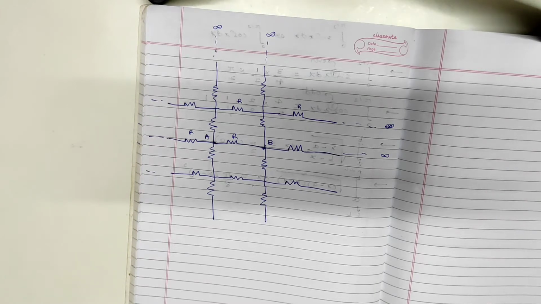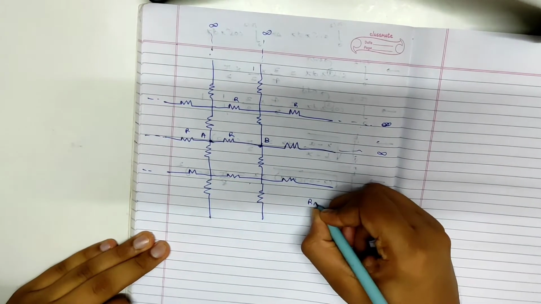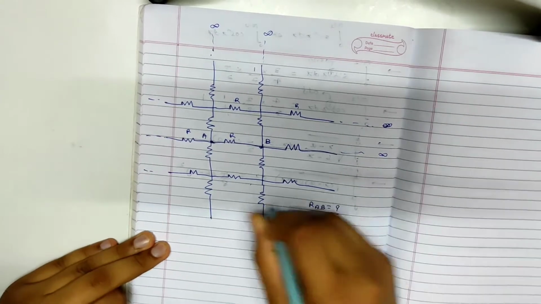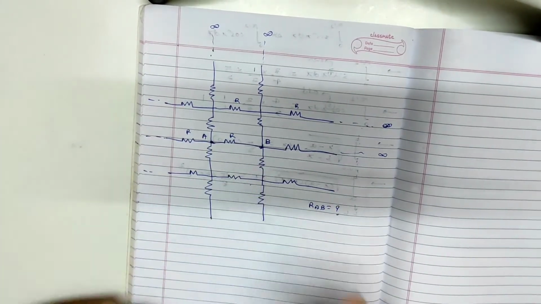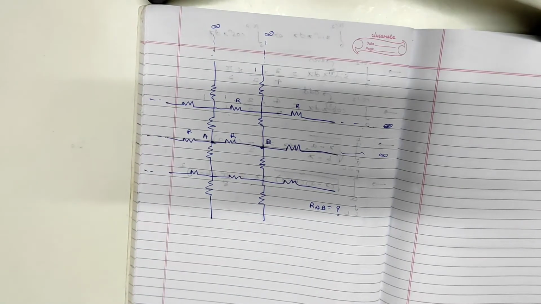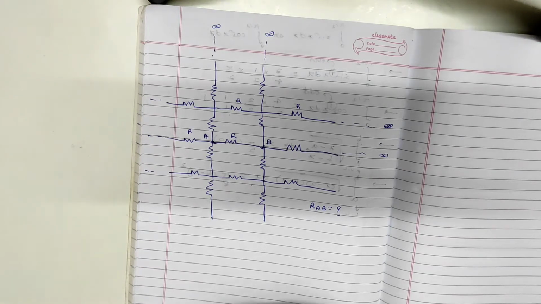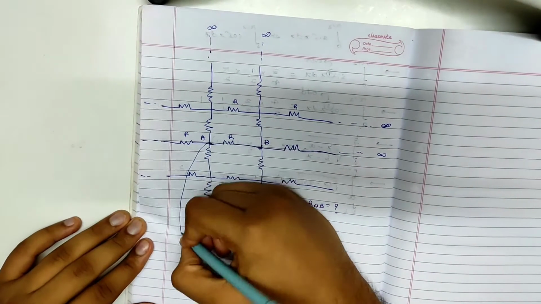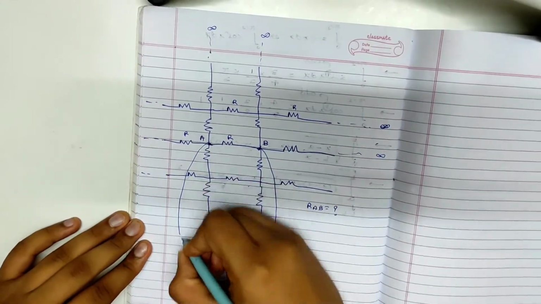Generally they ask us to find R_AB, that is the equivalent resistance between these 2 points. This is A and this is B. We need to find the equivalent resistance between these 2 points. In this similar manner we can solve all the infinite grid problems. The procedure is, first connect a battery between A and B.